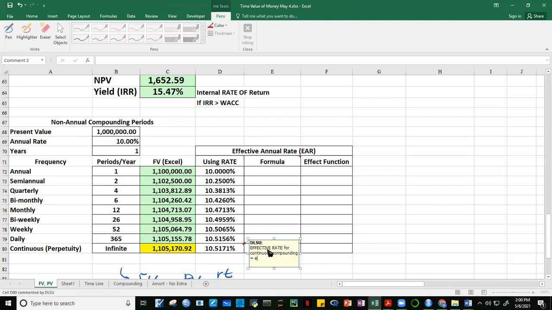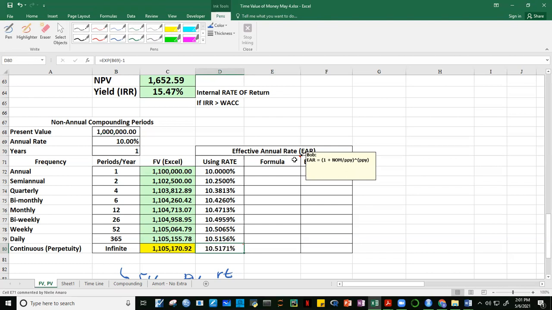Hindi pwedeng caret, no? E to the I, e to the I minus 1. Okay, so that's e to the I minus 1. So, finormal lang natin, e to the I minus 1. Okay, so you notice guys that indeed yung continuous compounding, mas mataas talaga yung ano niya. Mas mataas yung effective annual rate as compared to the others.